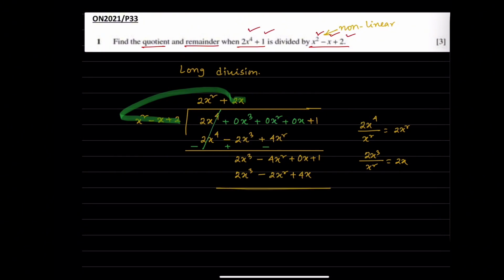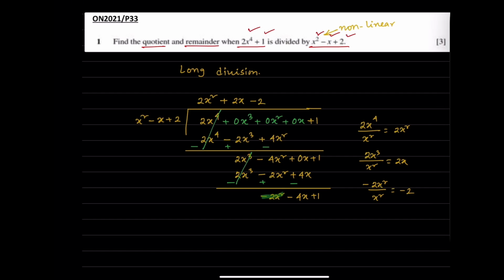Put the line, change the sign. This is out. So minus 4x square and plus 2x square will be minus 2x square. 0x minus 4x is minus 4x, plus 1. So repeat the process again. Inner first number divided by outer first number. What we can get here is minus 2x square divided by x square, that will be minus 2. So our third quotient is minus 2.